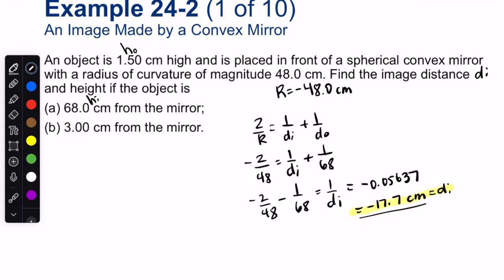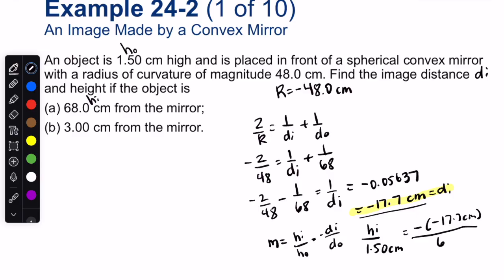And what about hi? I'll use my magnification equation, which is hi over ho equals negative di over do. Let's plug in all of my knowns. Solving for hi, ho is 1.5, di is negative of negative 17.7, and do was 68.